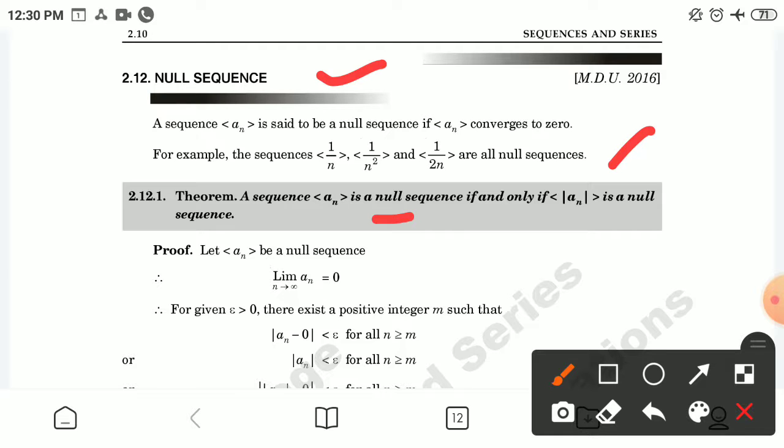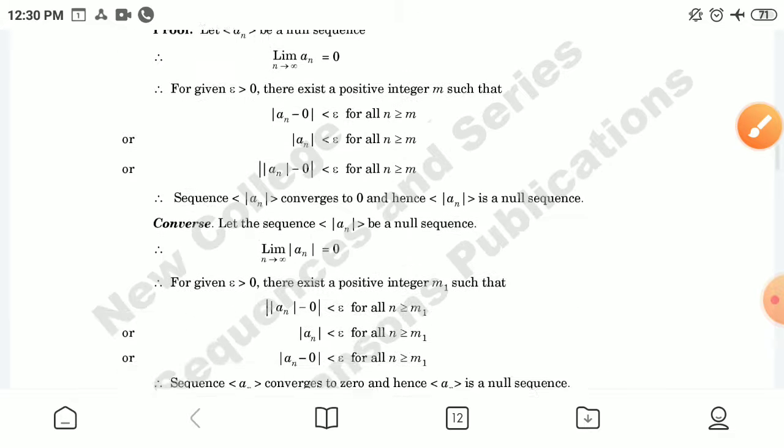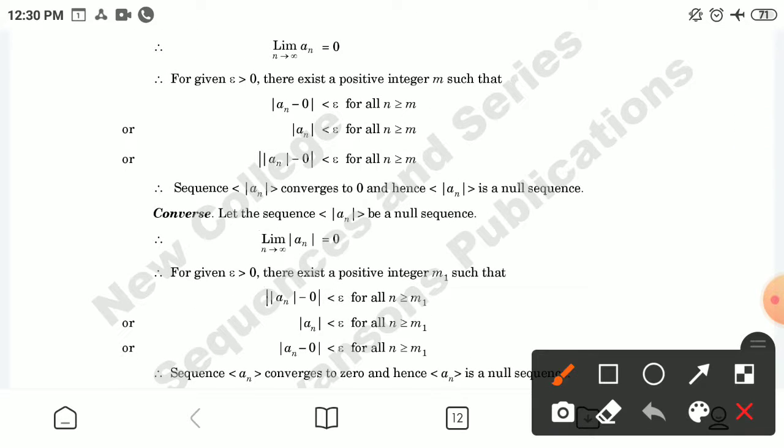Let an be a null sequence. For the proof, it means limiting value will be 0. Using the definition here, for a given epsilon greater than 0, there exists a positive integer m such that mod of an minus 0 is less than epsilon for all n greater than or equal to m. Mod of an is less than epsilon. Mod of mod an minus 0, again, is less than epsilon. Sequence mod of an converges to 0 and hence this is a null sequence.